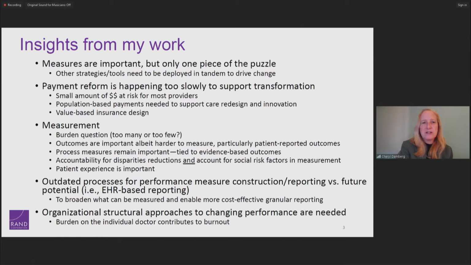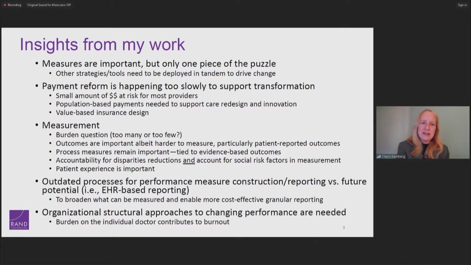So I've touched on disparities in patient experience, but one thing, and I'm hoping Eric is going to touch on this, we've had outdated processes for performance measurement, construction, and reporting. And I think we're at this critical juncture where we can do better. And this will enable a broader set of measurement, leveraging the electronic health record, AI tools, and so on. So I think we're at this pivotal point where the landscape may change significantly around performance measurement.